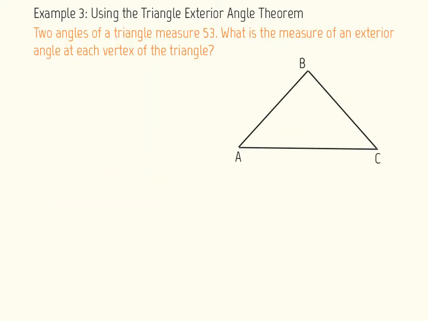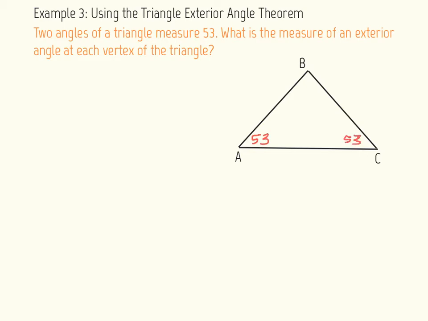And for my last example, we're going to use the triangle exterior angle theorem again, but this time we know that two angles of a triangle measure 53 degrees. What is the measure of the exterior angle of each vertex of the triangle? So we draw ourselves a triangle ABC, and we're going to say that two of the angles are 53 degrees.